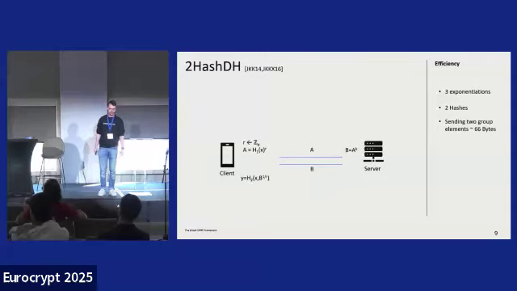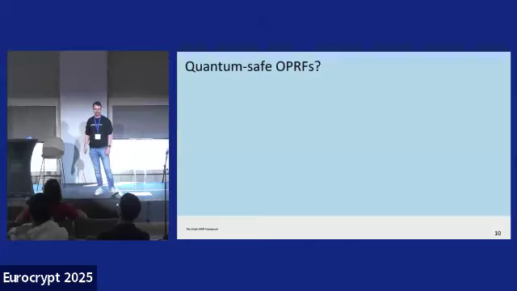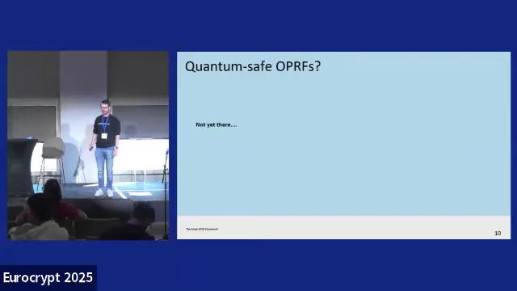What you see here is the two-hash Diffie-Hellman protocol, and the name is the program, right? You hash twice, and you execute a Diffie-Hellman key exchange, and you're almost there. The client would blind the hash of its input and send it to the server, who would add the key in the exponent, and then the client can remove the blinding again. Super efficient. However, in the post-quantum world, the situation does not look that good yet. But people are doing research on it.